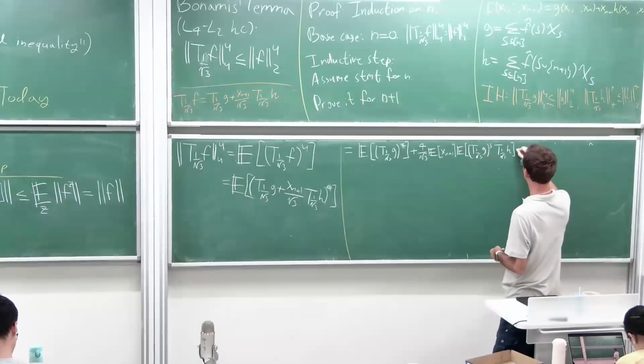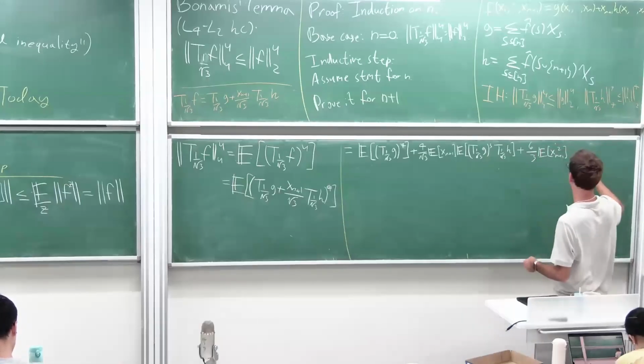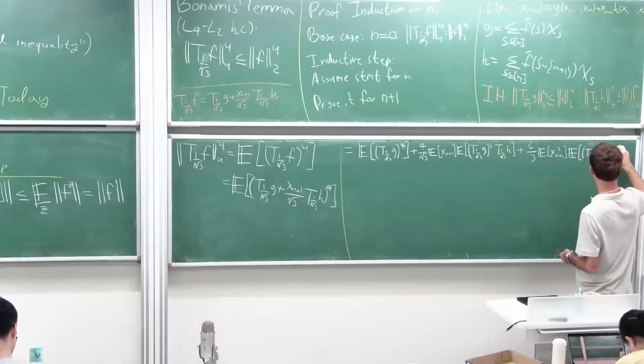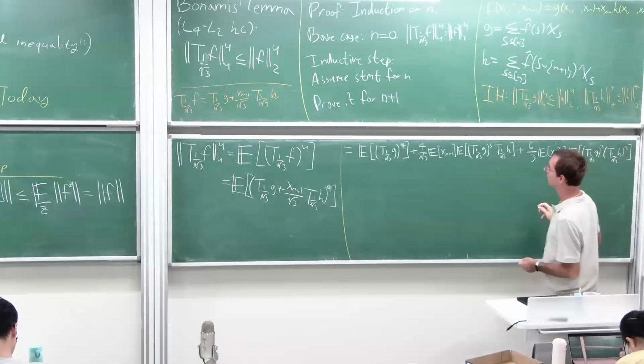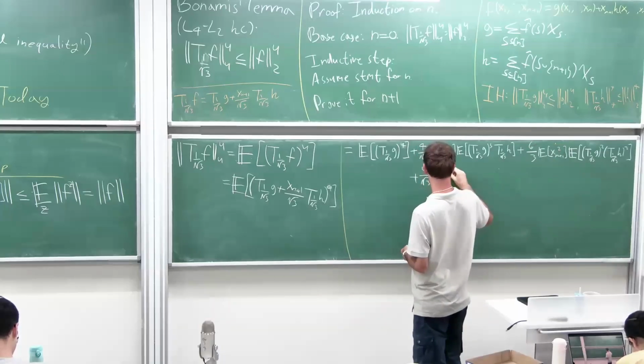Okay, plus 6 over 3 times the expectation of x_{n+1} squared, times the expectation of T_{1/√3} g squared times T_{1/√3} h squared, plus 4 over square root 3 times the expectation of x_{n+1} cubed.